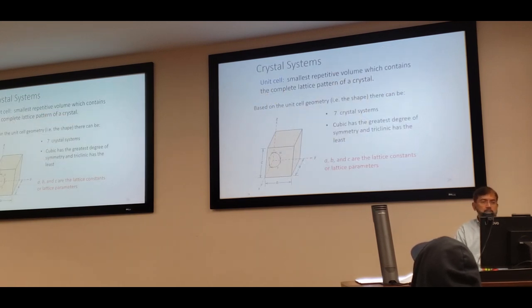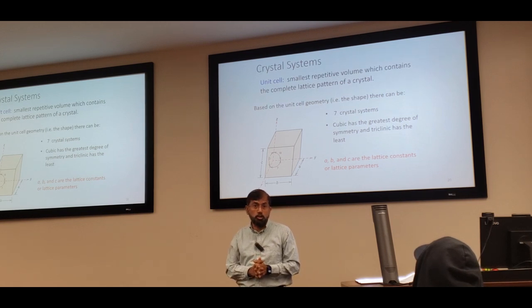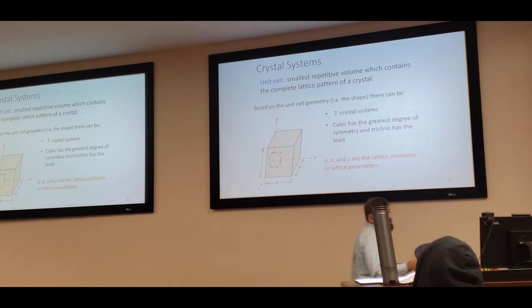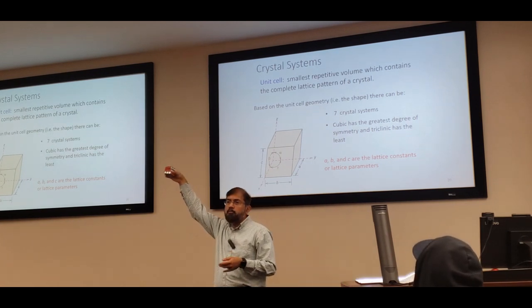So for the unit cell, there are 7 crystal systems. We talk only about the cubic unit cell, the cubic structure. But there can be other structures like this one, depending on the sides A, B, and C. Now you need to listen here very carefully.